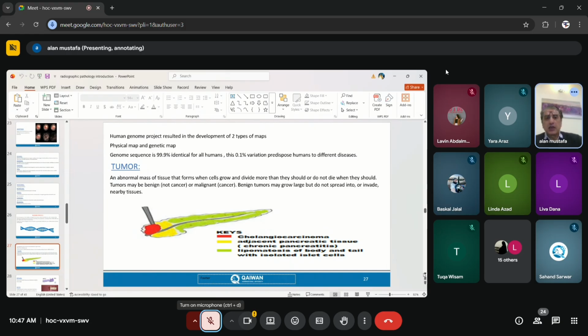So, tumor, we already talked about this. When we say someone has a tumor, it means there is an abnormal growth. Tumor can be either benign, as we mentioned, or malignant.